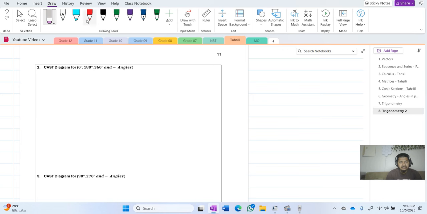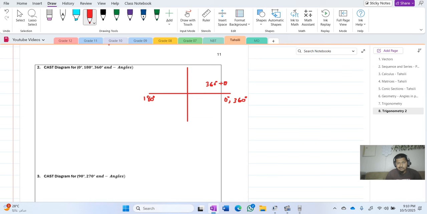So what is a cast diagram? A cast diagram is built in this form, where we have the quadrants. That's the 0 degree line, this is the 180 line, and then back to here, this is also the 360 line. So it's either 0 or 360. If you go above 360, that's 360 plus theta.